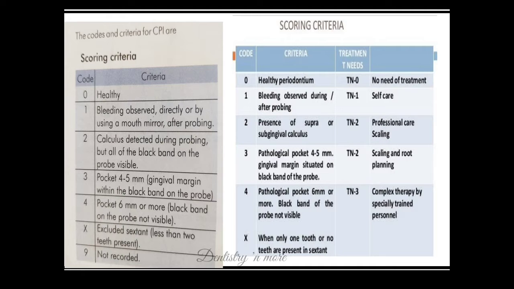So these are the codes. This is CPI codes and this is treatment codes. 0, 1, 2, 3, 4, X and 9 are the CPI codes. 1 is bleeding, 2 is calculus, 3 and 4 are the pockets, where 3 is the black band of the probe is visible and 4 is not visible. Treatment needs: we have 0 no treatment, 1 self-care, 2 professional scaling, 3 root planing, and 4 complex therapy.